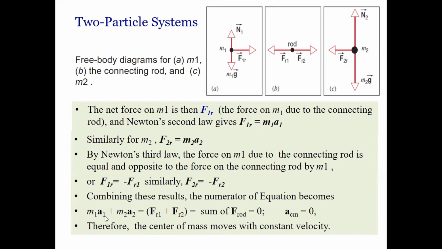So M1 times acceleration of M1 plus M2 times acceleration of M2 is equal to the sum of the forces on the rod, which is equal to 0. So the acceleration of the center of mass is equal to 0. Therefore, the center of mass is moving with constant velocity. The internal forces are just canceling each other. Remember, all the internal forces in this manner for a many-particle system do cancel each other.